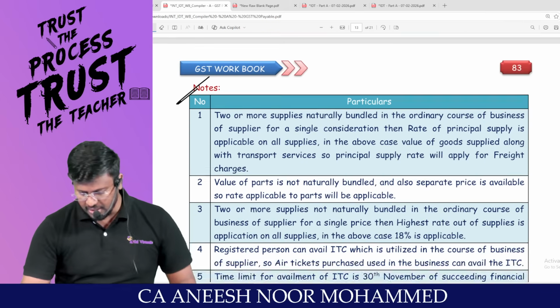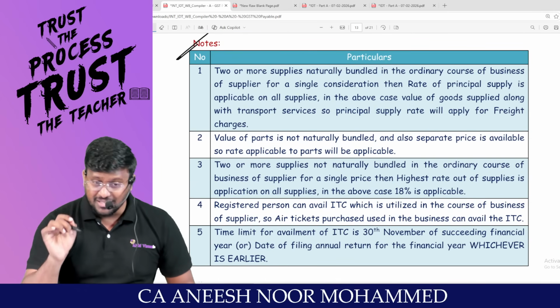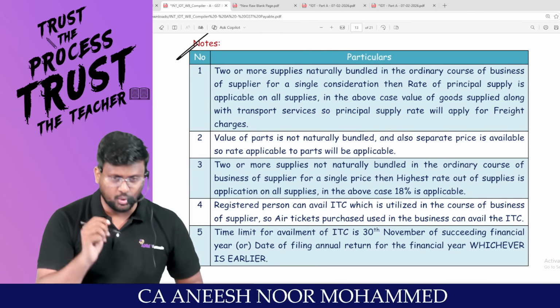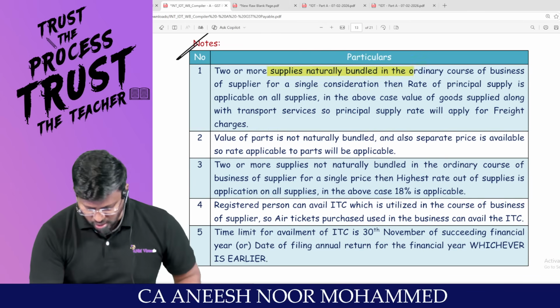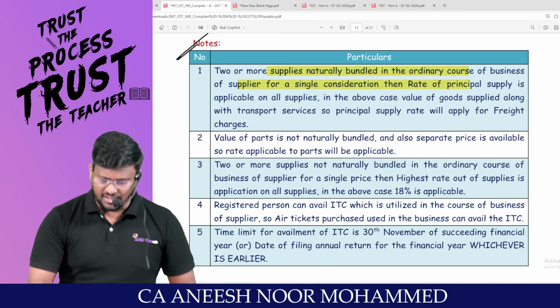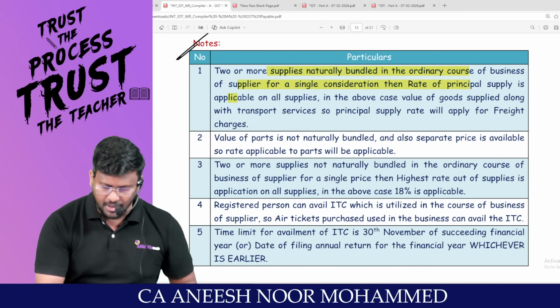These notes are very important. Please read these notes and please write these notes also in the exam. Since this is a good question, I'm reading the notes. You also read along with me. If two or more supplies are naturally bundled in the ordinary course of business of a supplier for a single consideration, then the rate of principal supply will be applicable to all supplies.